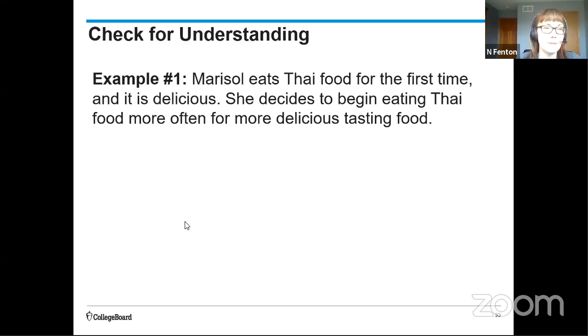So here's your first example. Marisol eats Thai food for the first time and it is delicious. She decides to begin eating Thai food more often for that delicious tasting food.